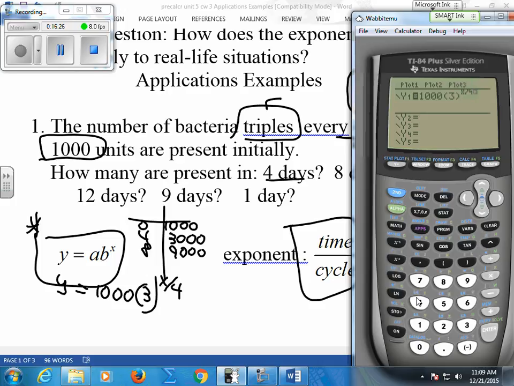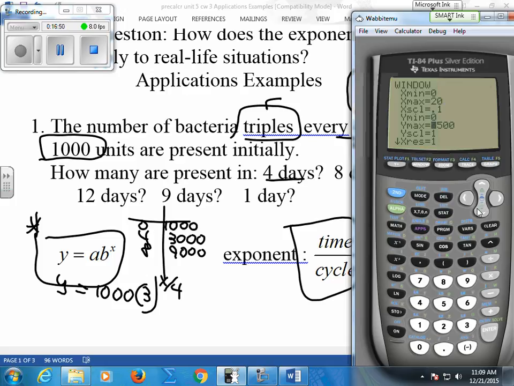Okay, let's look at your window. What quadrant should this be in? Quadrant 1. We don't have negative time. We don't have negative bacteria. So the 0, the 0. The x max, I'm really not sure what days I am, but I do know I'm just calculating up to what day. 12. So let's just go 20. I just want to see it over 20 days.